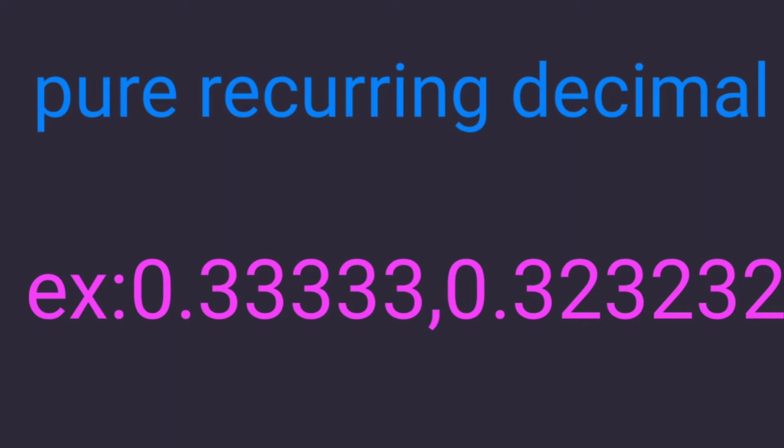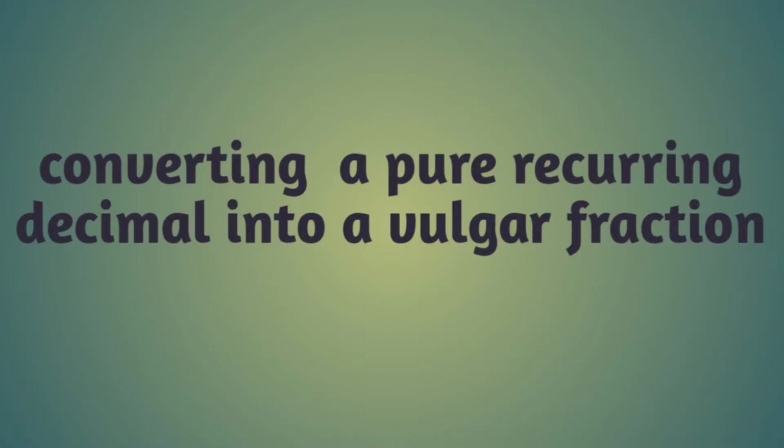For better understanding, we have to see some examples. The example of recurring decimal is converting a pure recurring decimal into a vulgar fraction. The rule of converting a pure recurring decimal into a vulgar fraction is: write the repeated figure only once in the numerator and take as many nines in the denominator as is the number of repeating figures. Let us see examples.